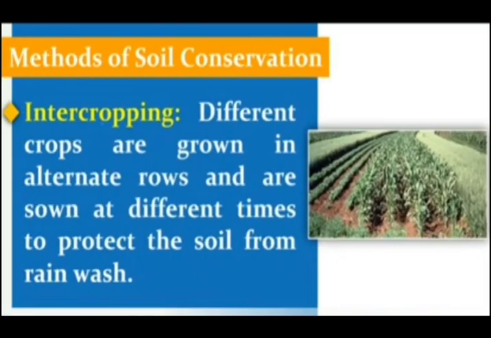The next one is intercropping. In intercropping, different crops are grown in alternate rows and are sown at different times to protect the soil from rain wash. Yes, different crops are grown in alternate rows. Different crops at different times to protect the soil from rain wash.